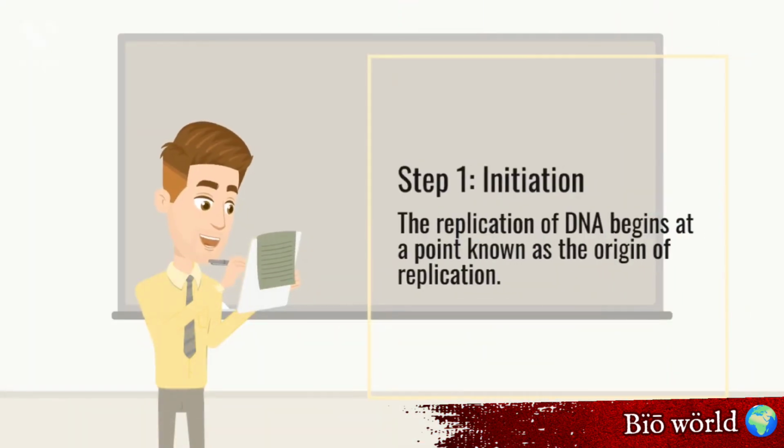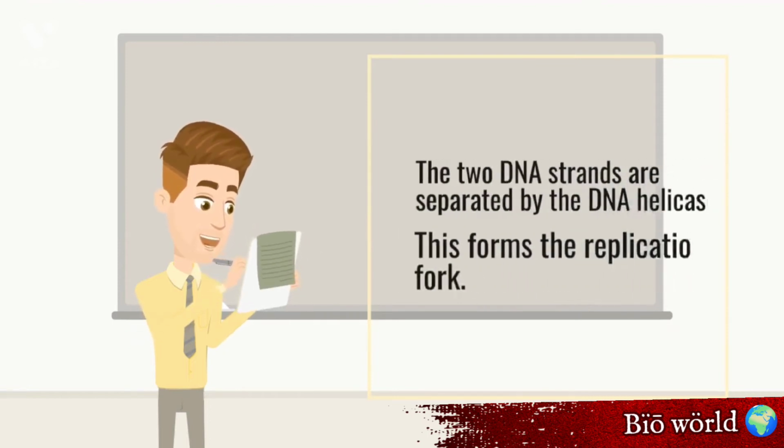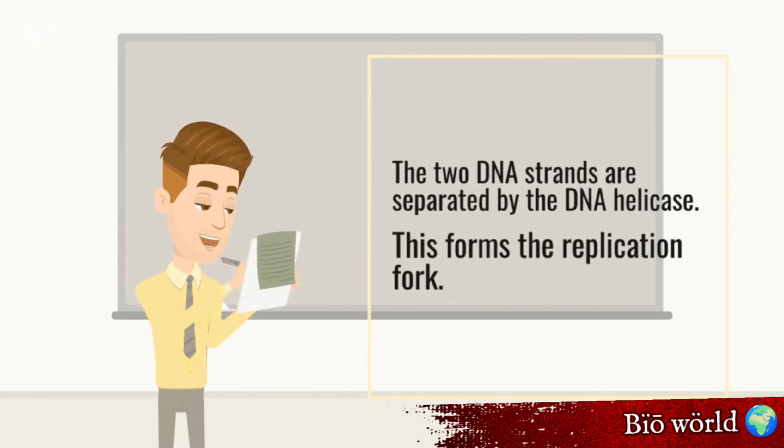Step 1. Initiation. The replication of DNA begins at a point known as the origin of replication. The 2 DNA strands are separated by the DNA helicase. This forms the replication fork.